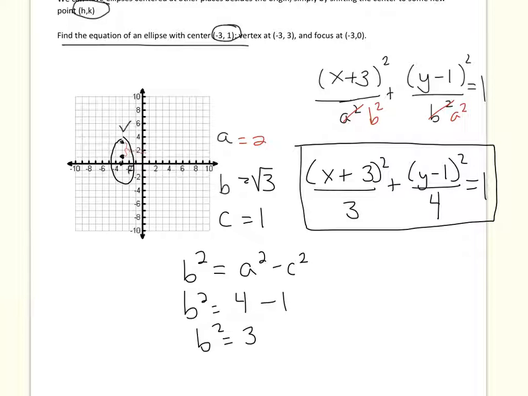So same thing, I was just counting spaces, center to vertex, center to focus, using my relation, and the only thing different is when we put these things up top.